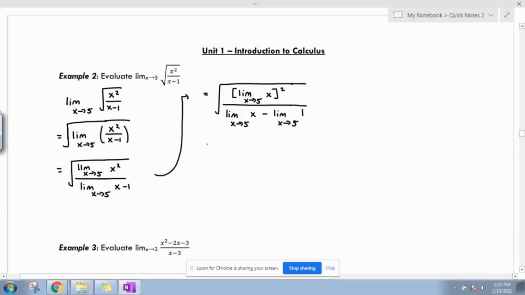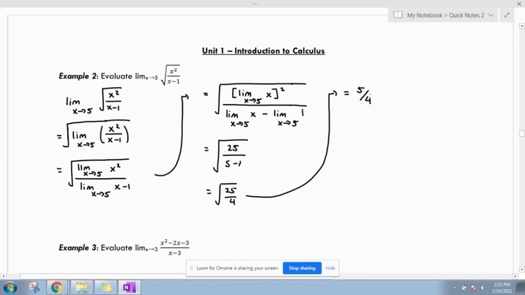And then I can solve each of them individually now. So that really is going to end up for us 25 over 5 minus 1, which is just going to give me 25 over 4. And if I square root everything, that's going to leave me with 5 over 4. And again, we broke this up using limit properties.